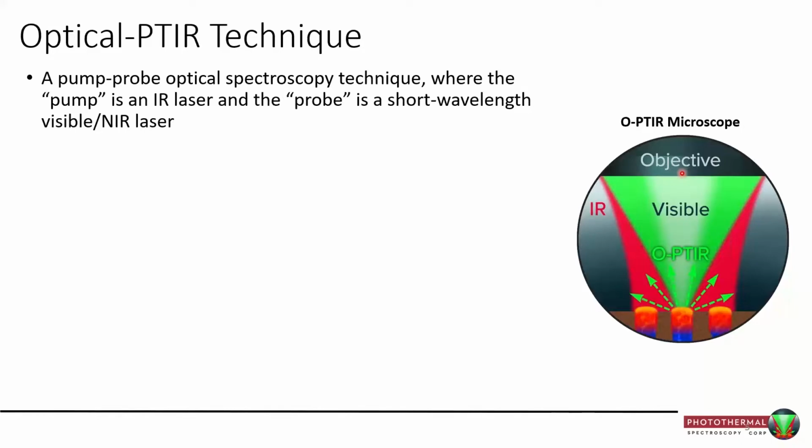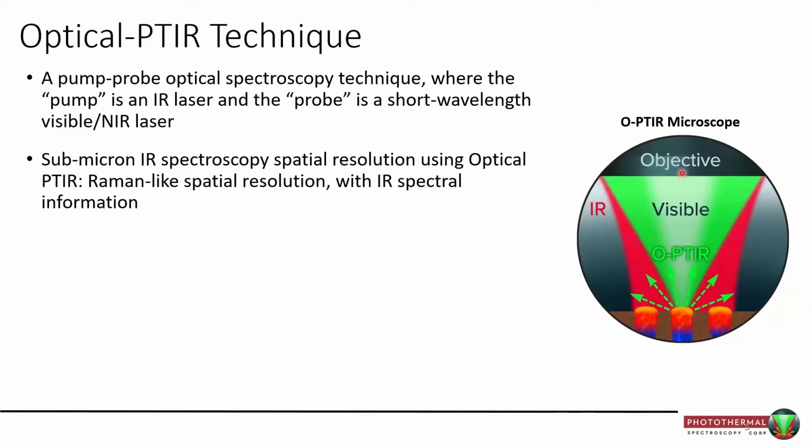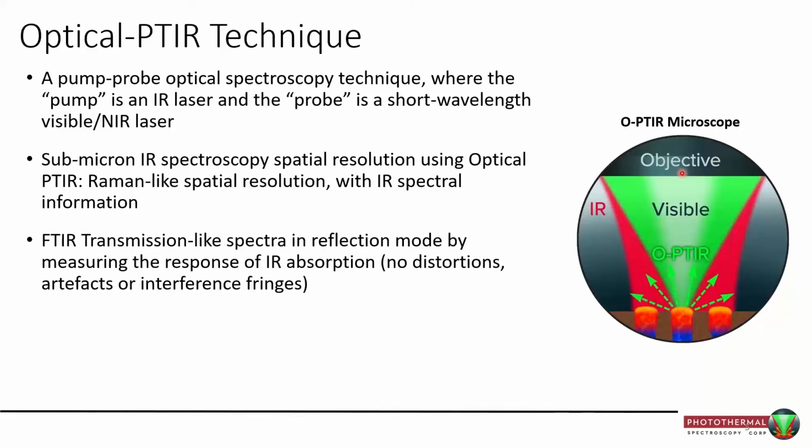O-PTIR is what we consider a pump probe optical spectroscopy technique, where the pump is the infrared laser, typically a QCL, but it can also be an OPO, and the probe is a short wavelength laser, typically a 532 visible, or it could be a 785 near infrared laser as well. With O-PTIR, we're generating submicron infrared spatial resolution. It's in fact very much Raman-like, but it's full of the richness of the infrared part of the spectrum.